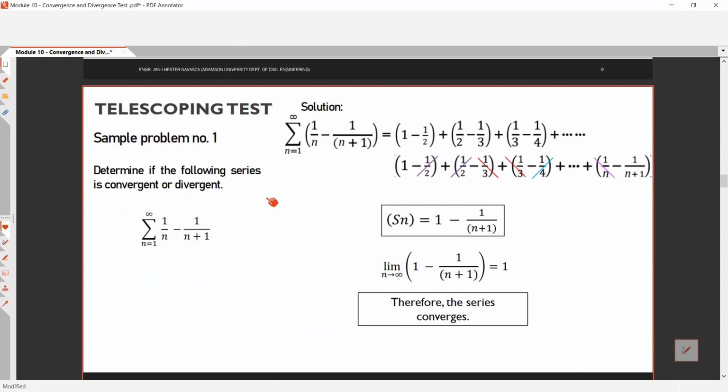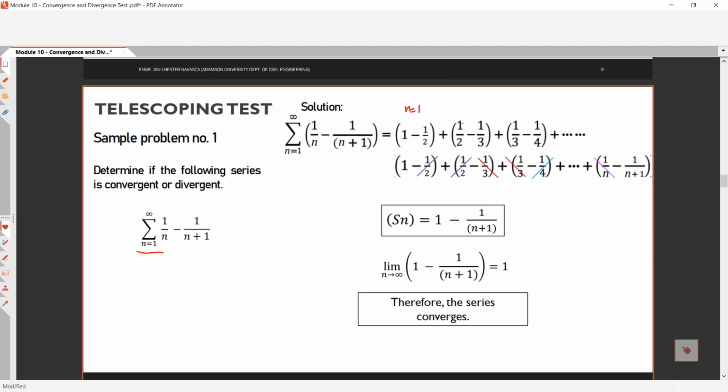So substitute lang natin. We think outside the box. Parang titingnan natin yung overview ng buong series. So let's say n equals to 1. Since sabi niyo dito, starting from n equals to 1, so substitute natin yung n equals to 1. So 1 over 1 minus 1 over 1 plus 1, that is 1 over 1 minus 1 half. This is n equals to 1.